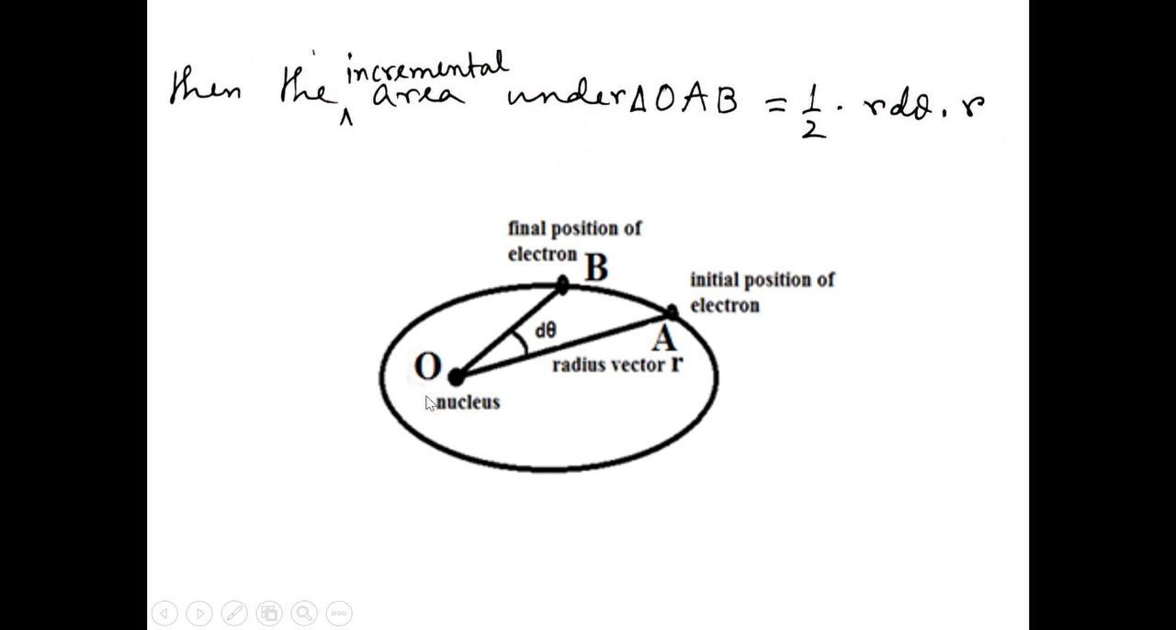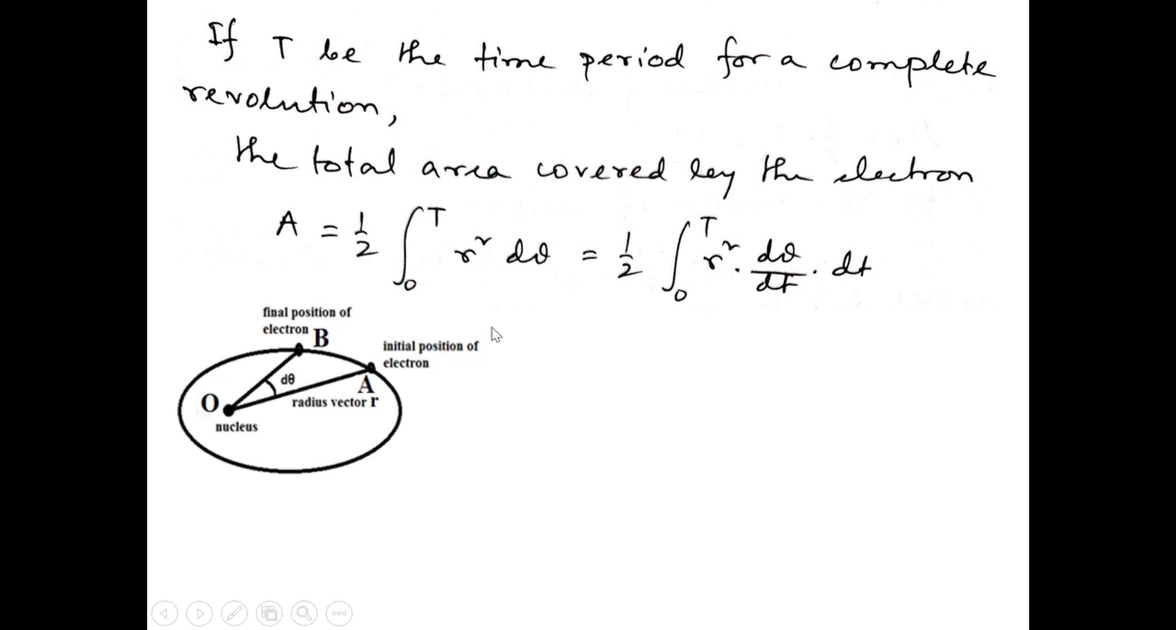Now this electron will revolve around the nucleus. In this way there are many incremental areas from point to point as the position of the electron changes. So if you want the total area, obviously we will sum up, that is, we will integrate. The integration will be for a complete rotation over the total time, which is the time period, capital T. So we will integrate that quantity with the limit 0 to T.